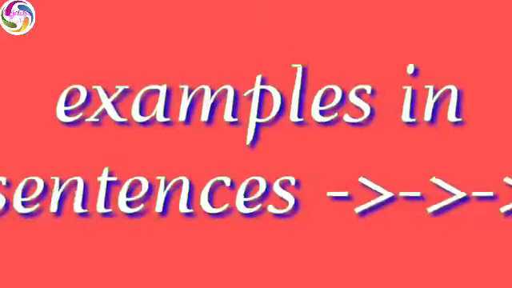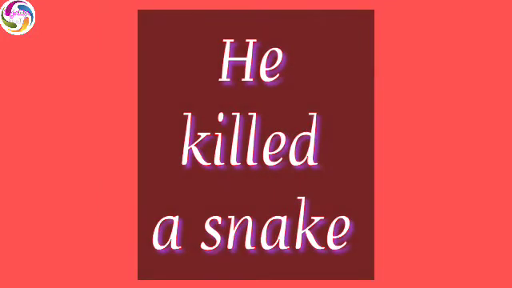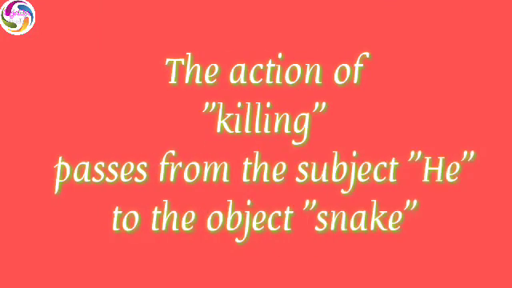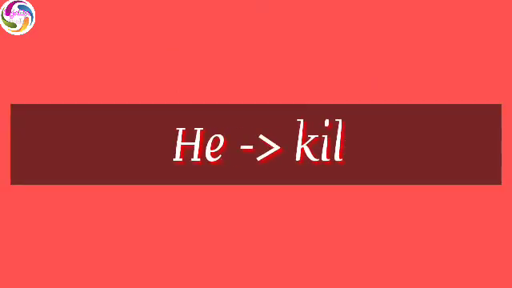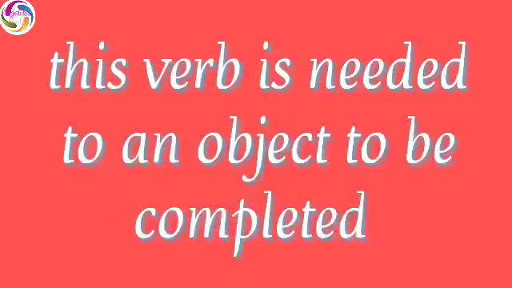Let's look into its examples in sentences. For example, he killed a snake. In this sentence, the action of killing passes from the subject he to the object snake. There is a transition that happens. That's why it is called a transitive verb. This verb needs an object so as to be completed. That's why it is called a transitive verb.